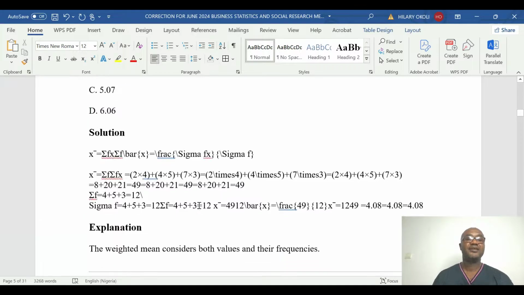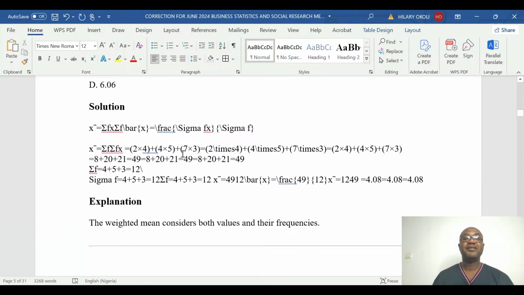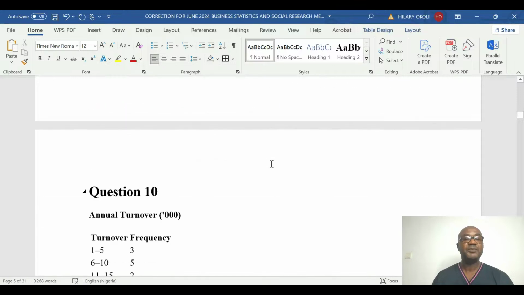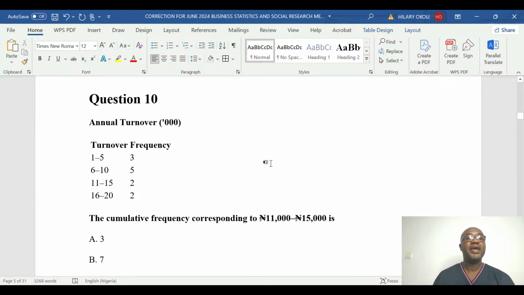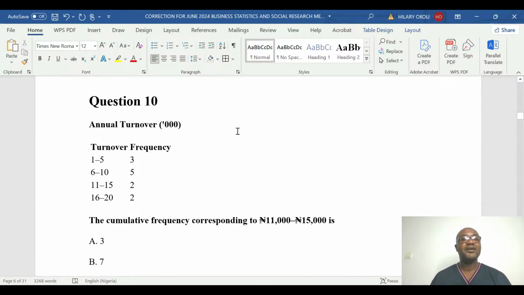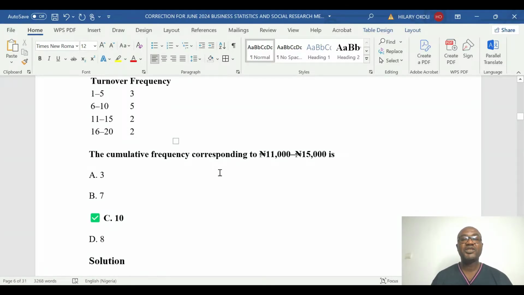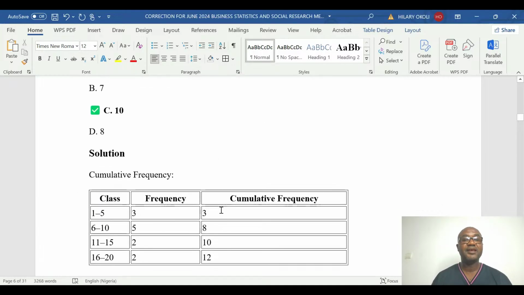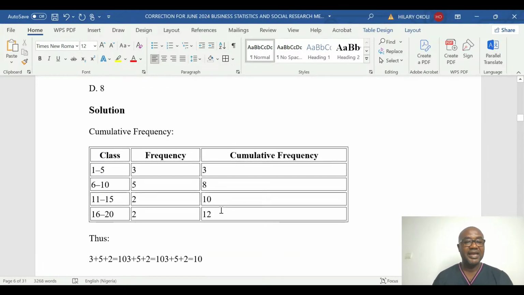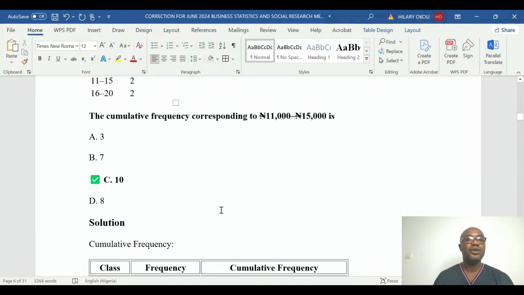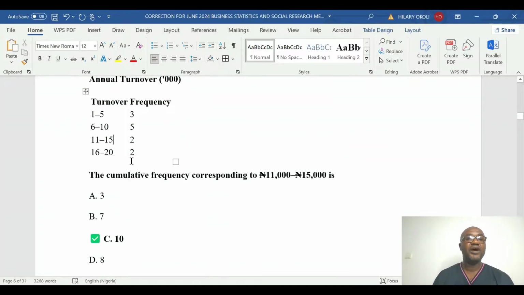A is the answer. To explain this will be quite difficult for you. I thought to put it in this form, but let's proceed. So here, the annual turnover and frequency, okay? So the cumulative frequency corresponding to this and this, how do we get this? Okay, I think I worked this earlier on. So this is the turnover, this is the frequency.